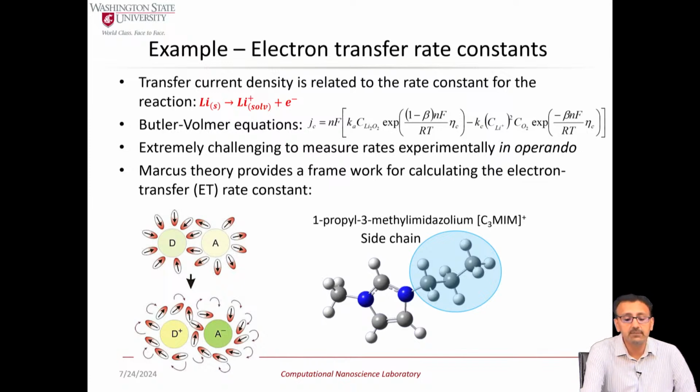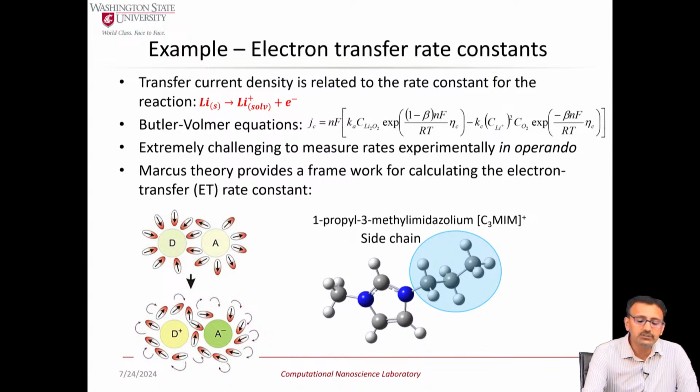So in this case, like I mentioned, the electrolyte we are considering is an ionic liquid. Its chemical structure is shown here. This is a 1-propyl-3-methyl imidazolium based cation. This is a positively charged ion in the electrolyte, and it has an anion that I will show you in a later slide.